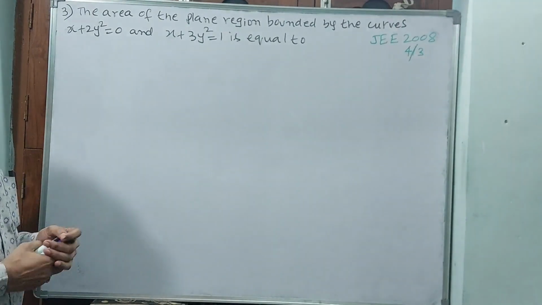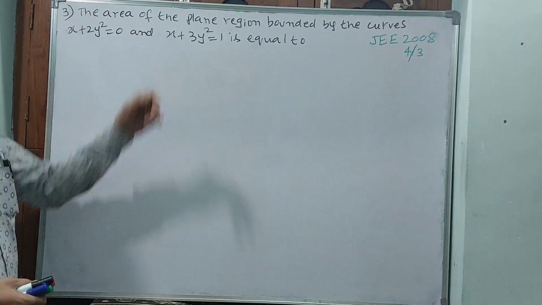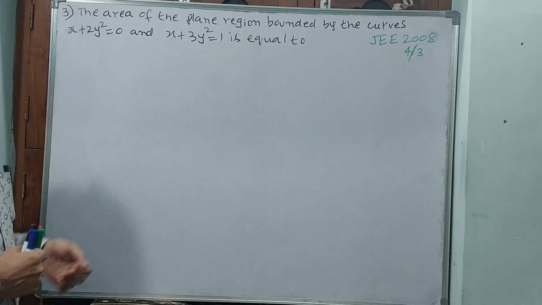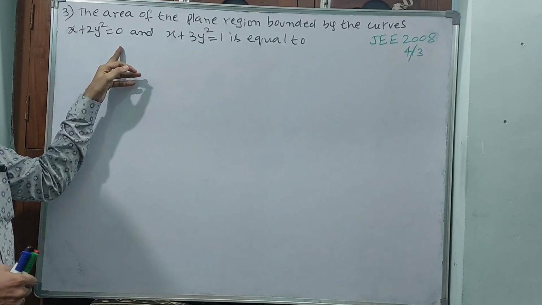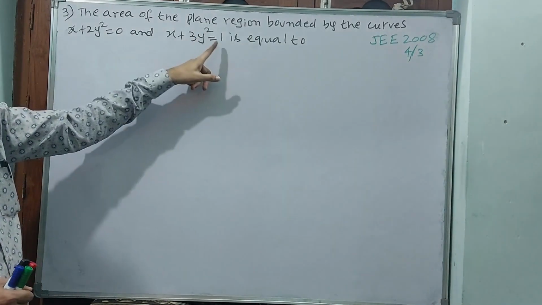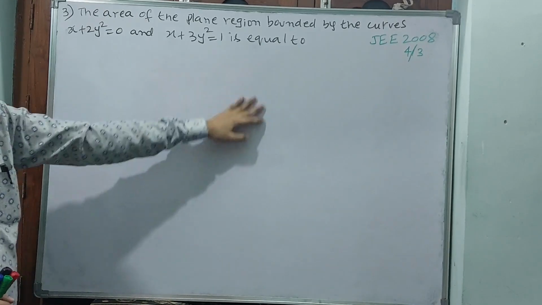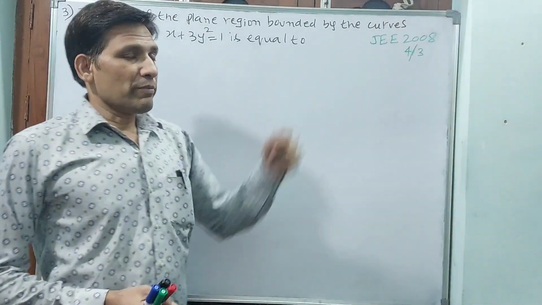Okay. See question number 3. The area of the plane region bounded by the curves x plus 2y square is equal to 0 and x plus 3y square is equal to 1 is equal to how much? 4 by 3 should come as the answer.